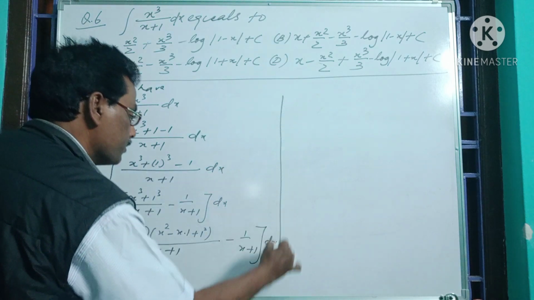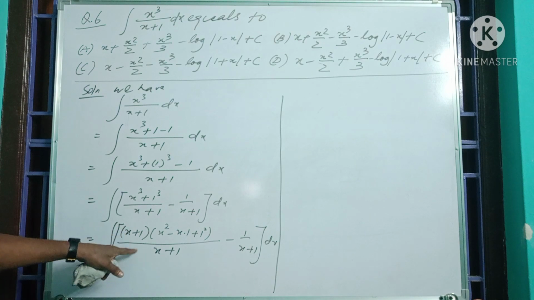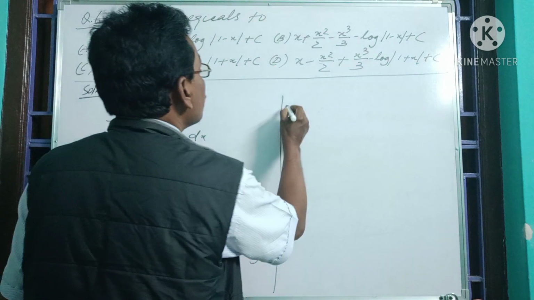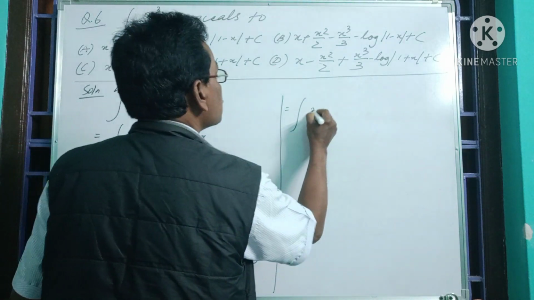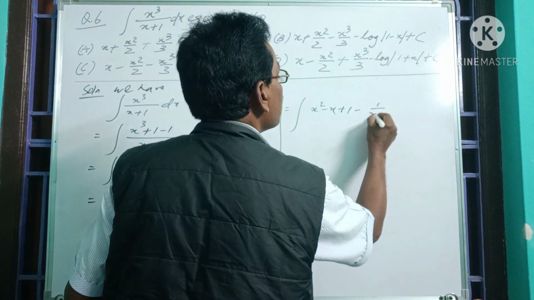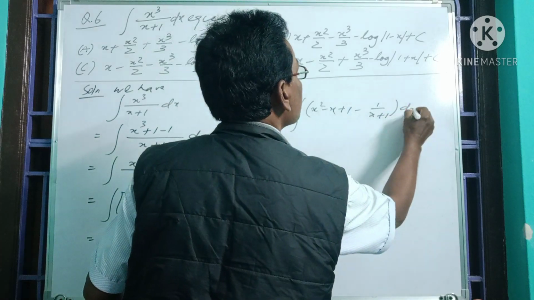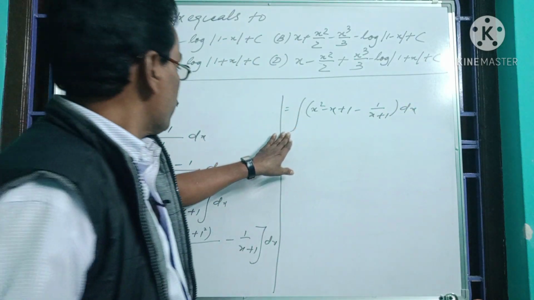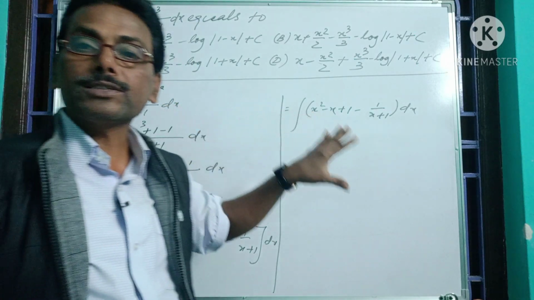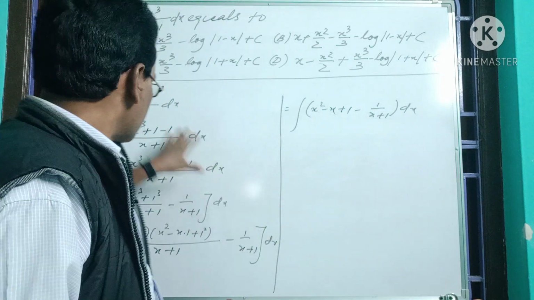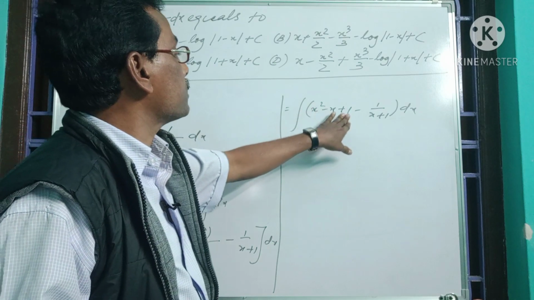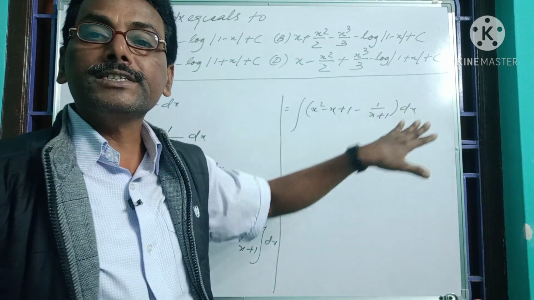Now simplifying, that is cancelling x plus 1 from both the numerator and denominator, we got integration of x square minus x plus 1 minus 1 by x plus 1 whole integration with respect to x. Now see, in the beginning the integrand was not suitable for integration because it was not in standard form, but after adjustment and transformation we reached the function x square minus x plus 1 minus 1 by x plus 1, where the integrand is easily integrable.